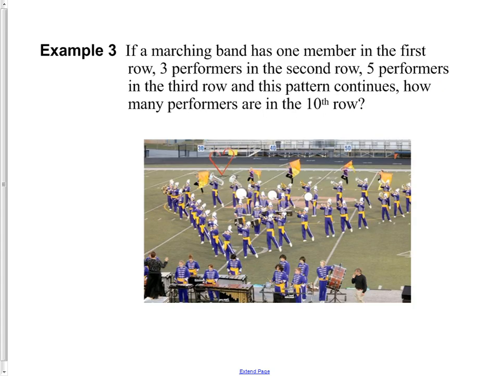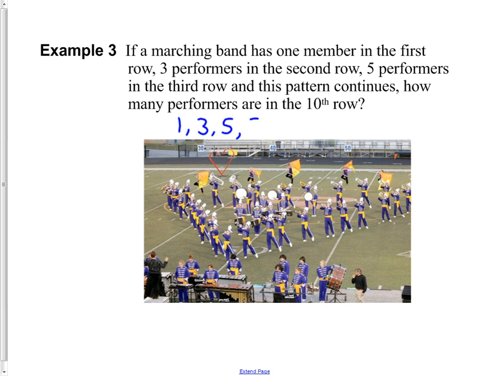How about this one? A marching band has 1 member in the first row, 3 performers in the second row, and 5 performers in the third row. If this pattern continues, how many performers will there be in the 10th row? As you can see, we have an arithmetic sequence again. We have 1, then 3, then 5 in the third row. So I'm adding 2 each time to the previous row.